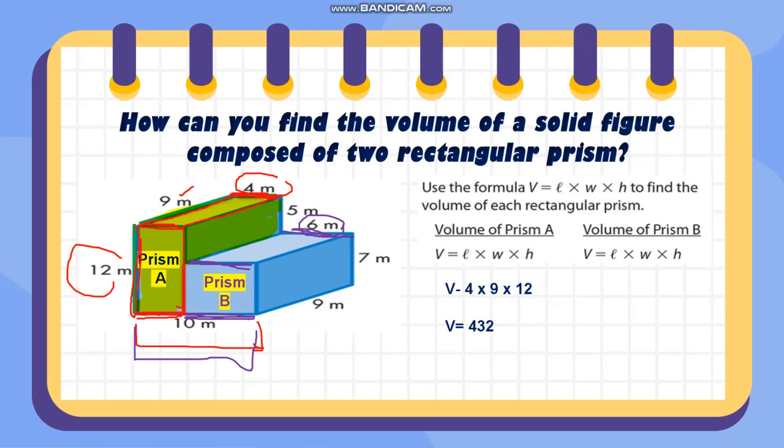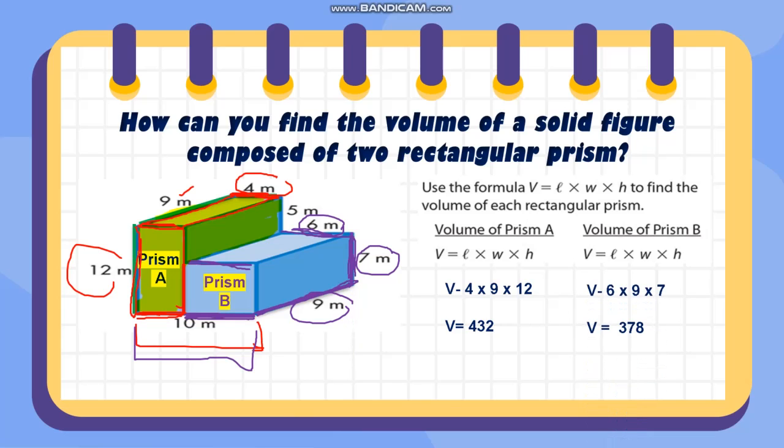And where is your width? Your width is this part, and that is equivalent to 9 meters. And your height is this, which is equivalent to 7 meters. So when we compute that, to find the volume is length multiplied by width multiplied by height. So 6 multiplied by 9 multiplied by 7 is equivalent to 378.